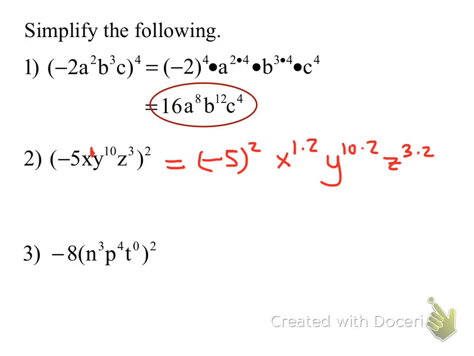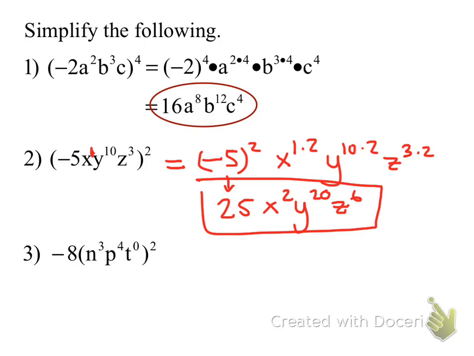And what does that simplify to? Look at my board. Don't look at your paper. It's 25 x to the 2nd power, y to the 20th power, and z to the, perfect. Questions? Okay, next one, Piper.